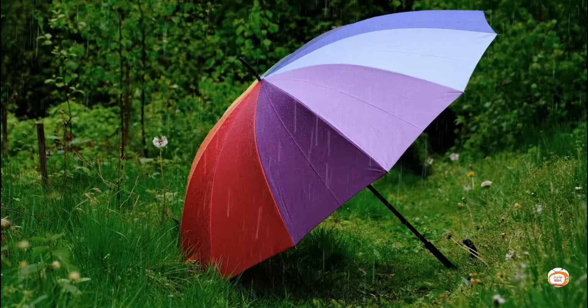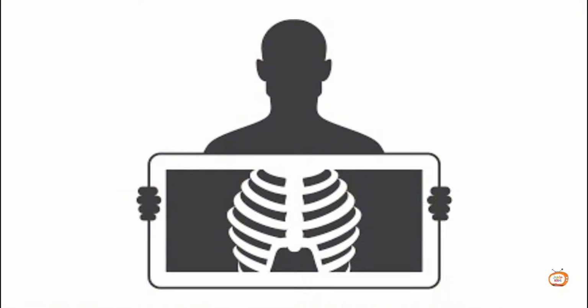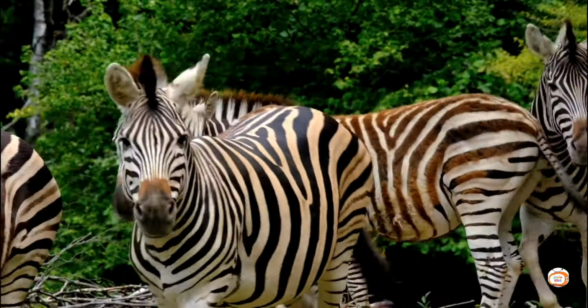W is for wall, W, wall. X is for extra, X, extra. Y is for york, Y, york. Z is for zebra, Z, zebra.